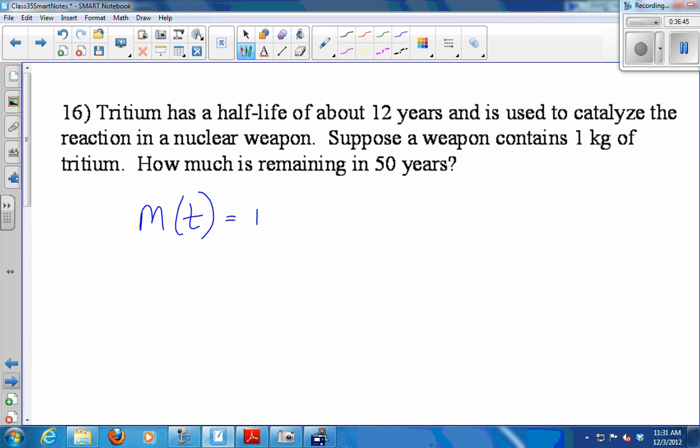M of T is equal to M0 times 1/2 to the T over H. Okay, so what's my M0? 1 kilogram. How much time has passed? 50 years, and my half-life is 12.